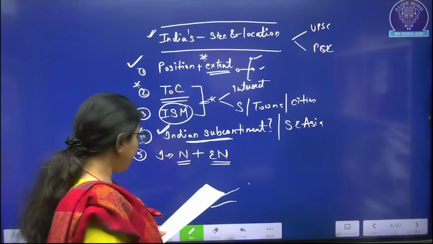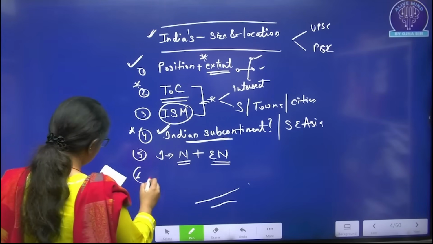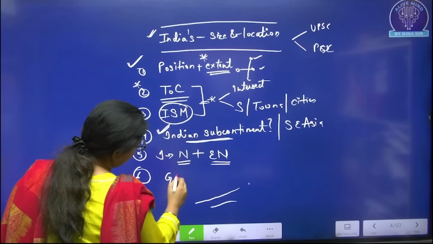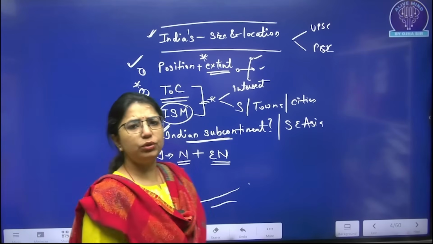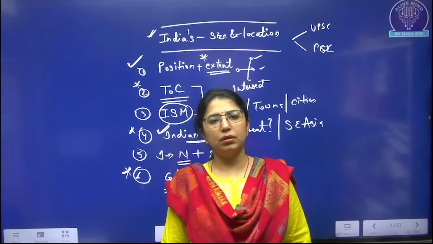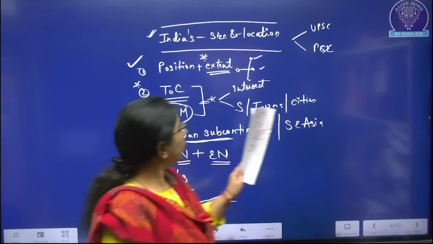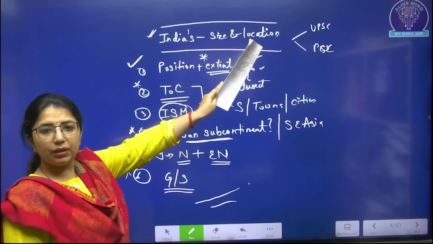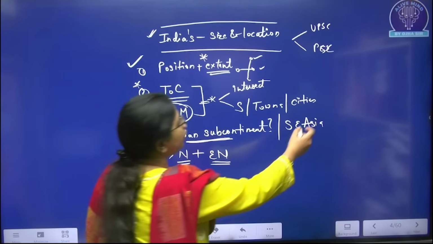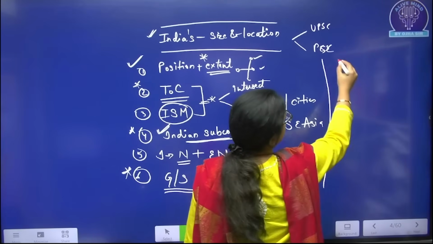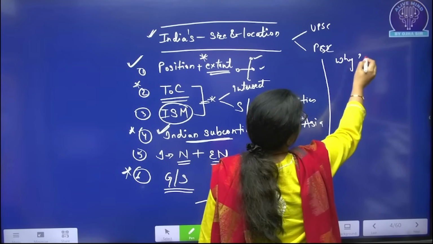And then the last thing will be Gulf or Strait. This has come in because of the PYQ. Now you know the topics of chapter number 1. The second thing I want to tell you is why do you need to cover this way? The dimension is why.